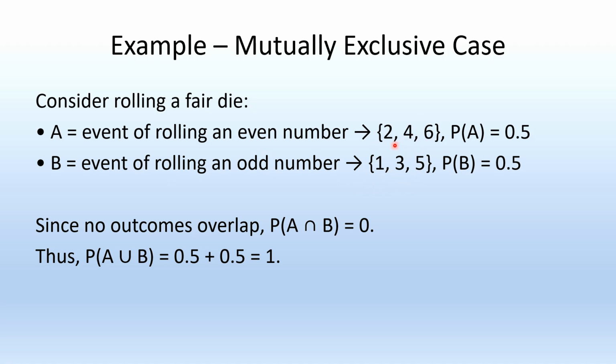They're mutually exclusive events. In other words, one can't occur at the same time the other one occurs, so both have probability of 0.5. Since no outcomes overlap, in other words, their intersection is equal to 0, thus the probability of A union B is equal to 0.5 plus 0.5, which is equal to 1. And so that makes sense. If you roll a die, you only have 2 possible outcomes, an even number or an odd number. So if you take the union of both of those, it's got to be equal to 1.